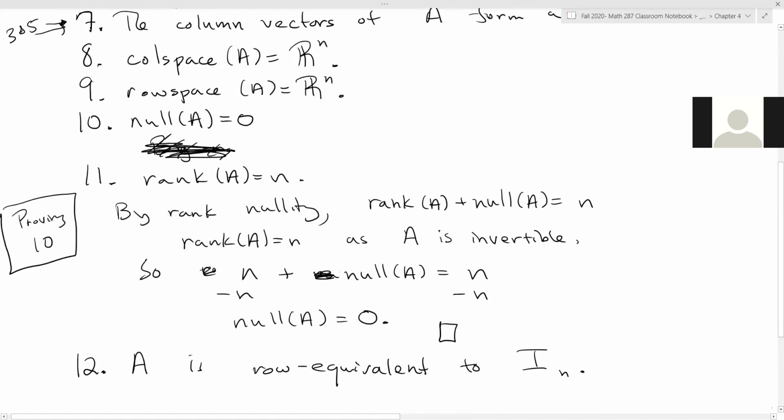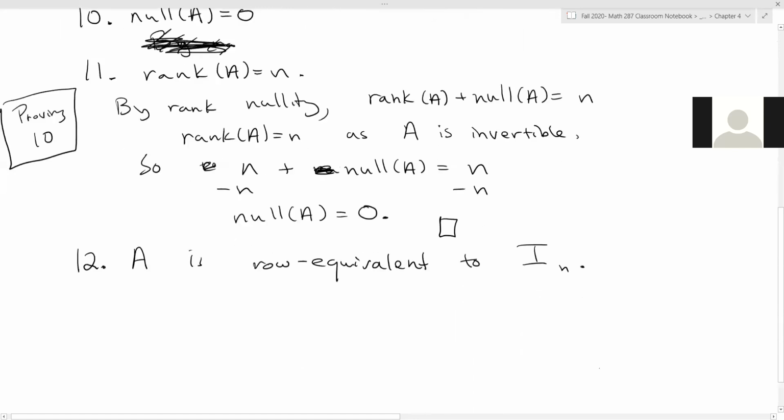And 12, A is row equivalent to the identity. Well, how do we prove anything, right? Anything that we've done in chapters 2, 3, and 4, with the exception of finding a determinant. Ooh, we should add that one in, huh? With the exception of the determinant, we go through, we row reduce, and then the row reduction should tell us a lot. It should tell us everything that we need to know about the column vectors and the matrix A, right?